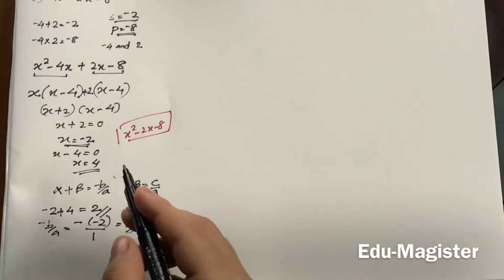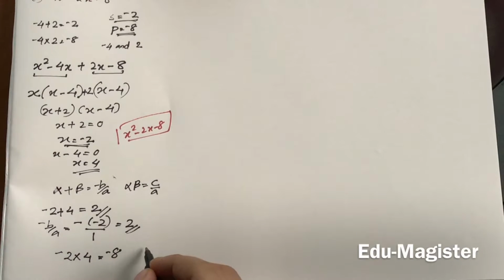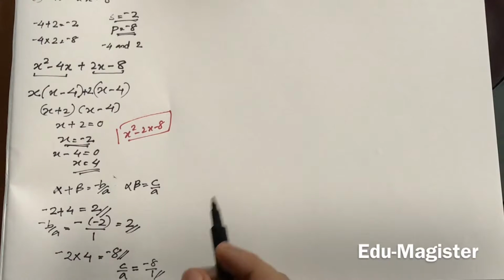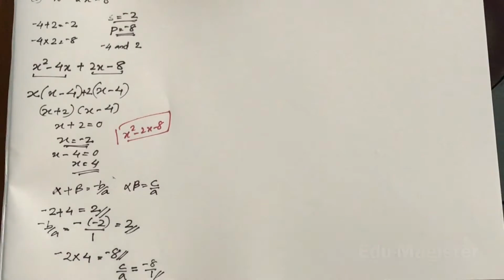Now, what is the product of the zeros? Minus 2 into 4, which is equal to minus 8. And what is c by a is equal to, what is c? Minus 8 by 1. It is same as what we have got. So we have verified the relationship between the zeros and the coefficients.